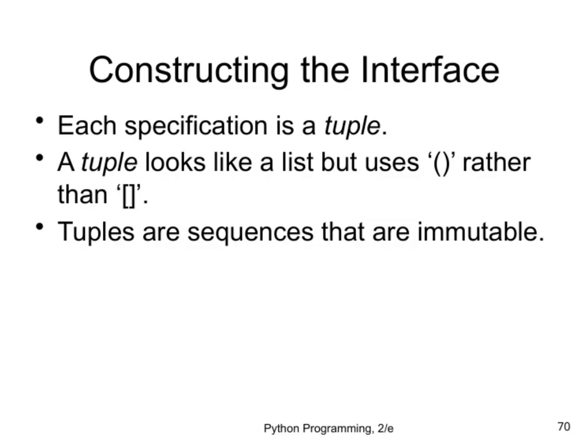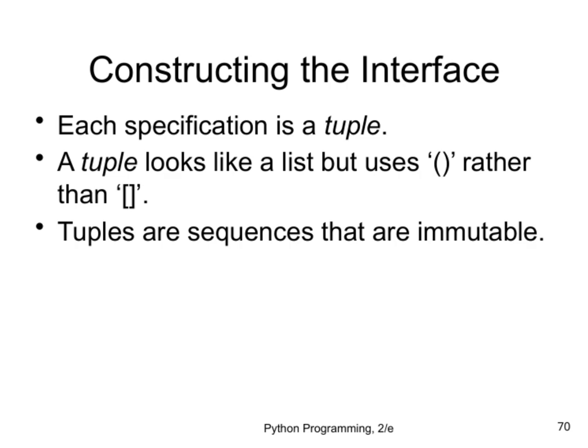Now let's talk about how each specification is actually a tuple. A tuple, as you might know, looks very similar to a list, but the key difference is that it uses parentheses instead of square brackets. This subtle change is important because it tells Python that this sequence is a tuple. Tuples are sequences, just like lists, but they are immutable. That means once you create a tuple, you can't change or modify its contents.